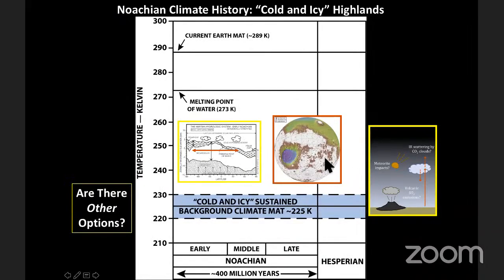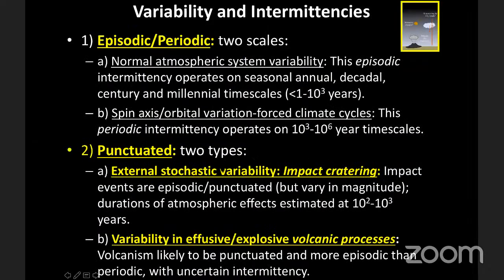Well, are there other options? Well, indeed there are. If we take a look at punctuated activity, we have internal and external types of processes here. External stochastic variability, this would be impact cratering. These are episodic, they're punctuated, they vary in magnitude. And they can produce significant atmospheric effects on the scale of hundreds of thousands of years.